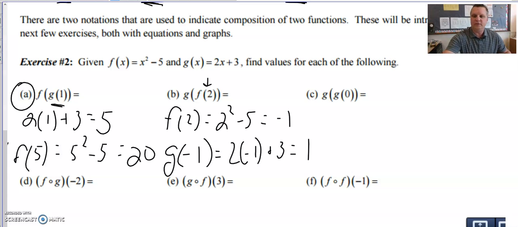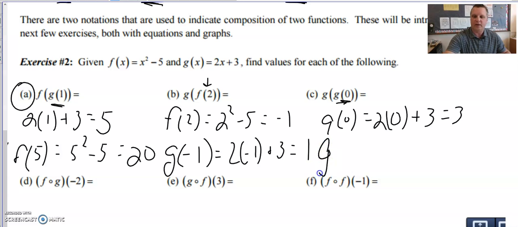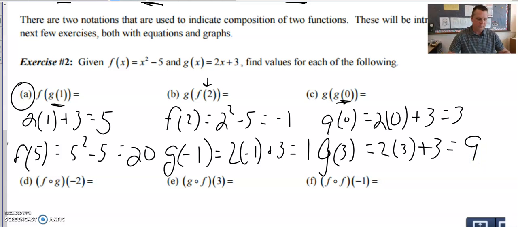So g of 0 is 2 times 0 plus 3, which gives me 3. So g of 0 equals 3. So now I have g of 3. And g of 3 is 2 times 3 plus 3, which gives me a final output of 9.